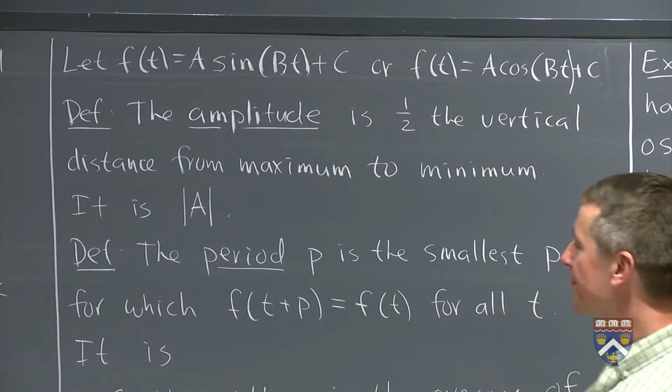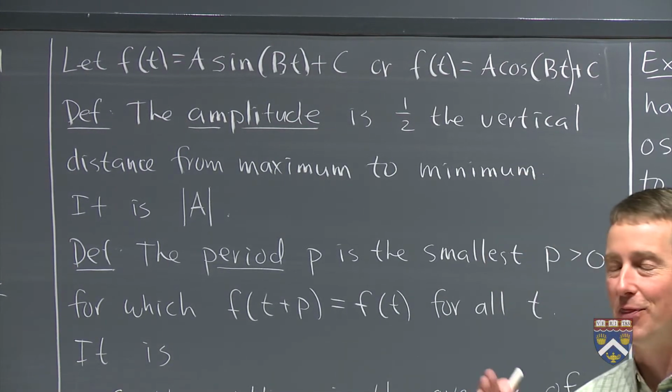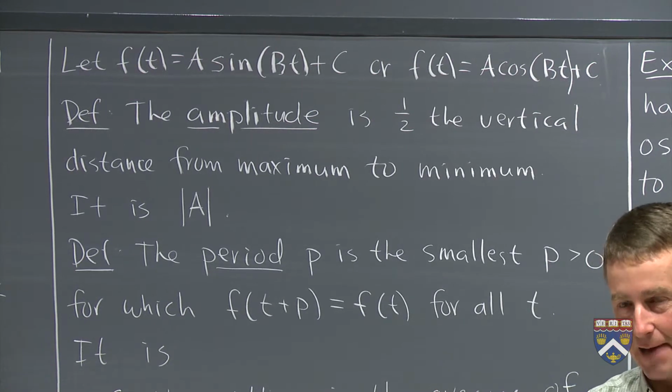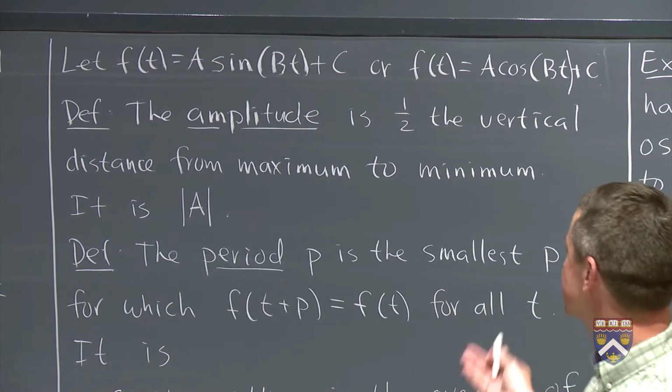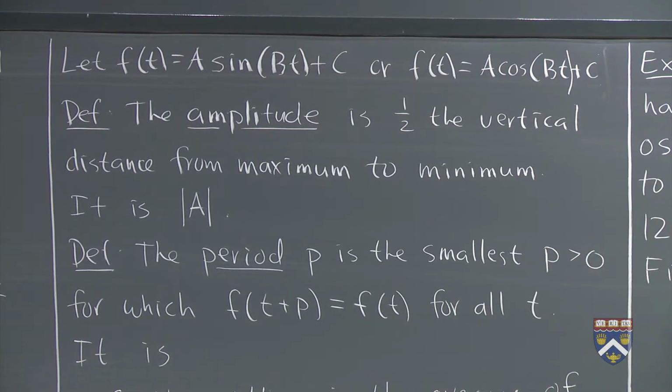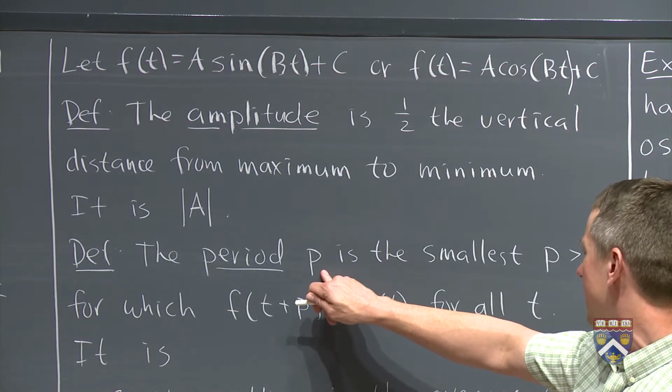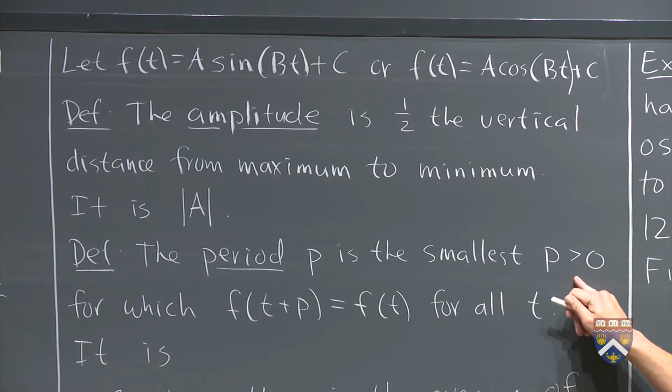This is the official math definition of the period. The way that you can think about it is just the shortest length of time it takes to repeat. But in order for us to make it really nice and mathy, this is what we need to say. We say the period P is the smallest positive P.